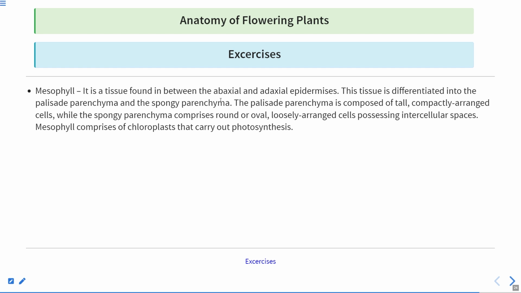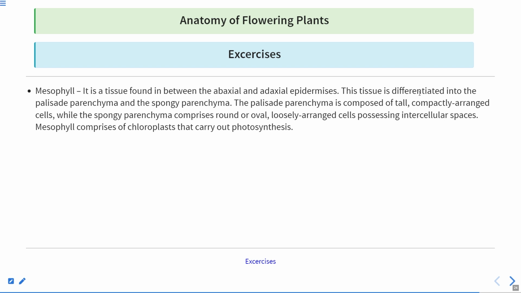Mesophyll. It is a tissue found in between the abaxial and the adaxial epidermises. So in between both the upper surface and the lower surface epidermis, there is a tissue which is called mesophyll, mesophyll cells. Okay. So this tissue is differentiated into the palisade parenchyma and the spongy parenchyma. Very, very important, right? So two types of mesophyll cells are present.